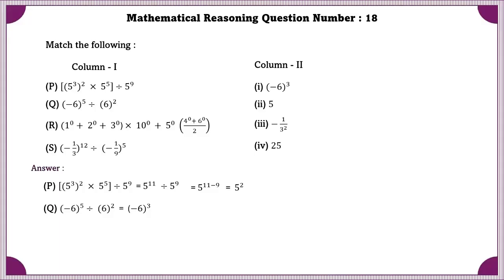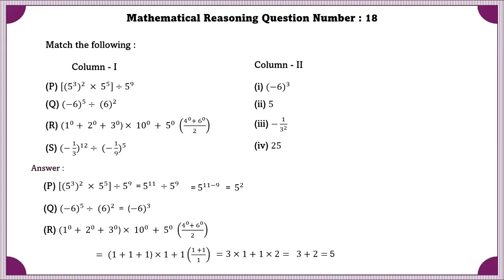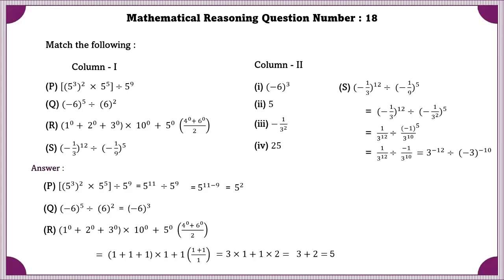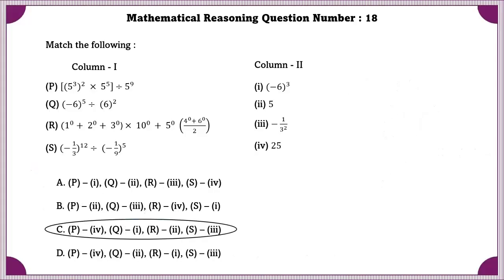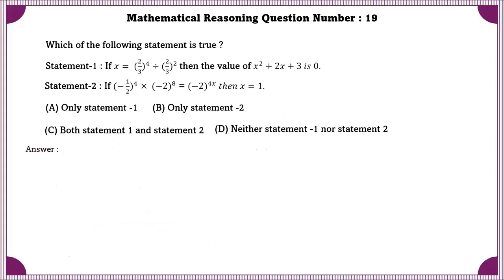Now Q, simplifying, we will get minus 6 to the power 3. And R, we will get 5. Simplifying S, we will get minus 3 to the power minus 2. And the correct option is the C option.